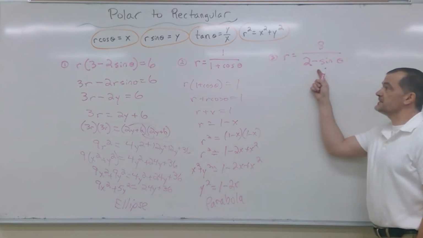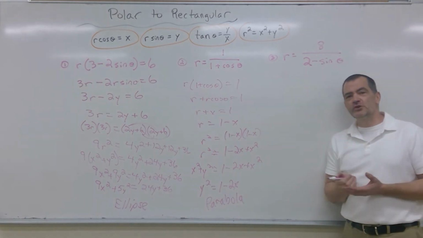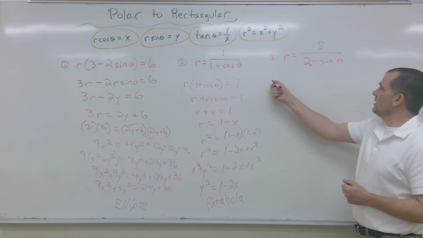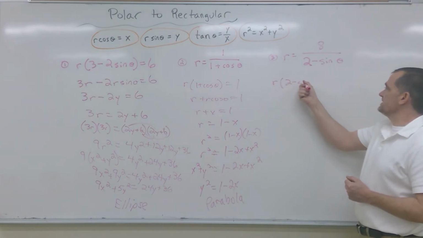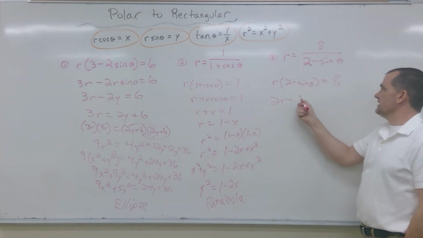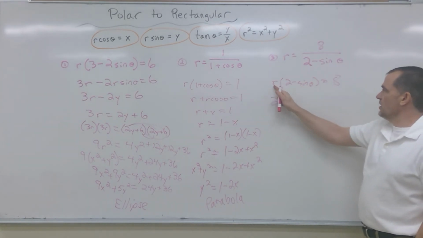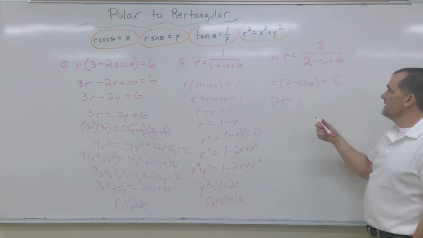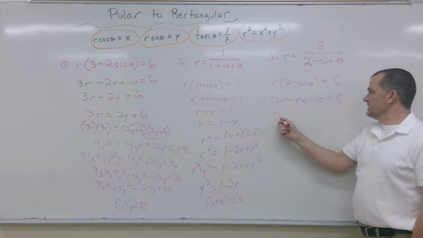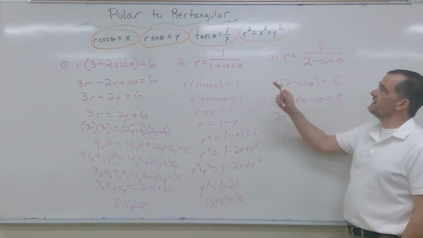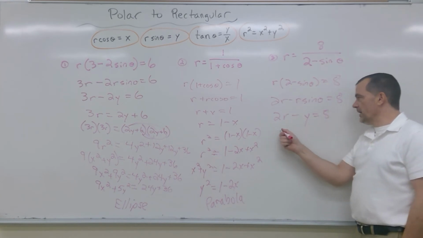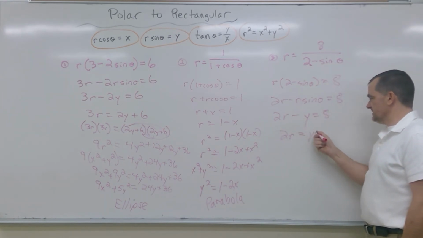Now, last but not least, let's do the same thing again. So once you work a couple of these problems, they should become very simple. So this is, once again, r times 2 minus the sine of theta equals 8. Let me distribute. This is 2r minus, this is r times 2. R times sine of theta is r sine of theta equals 8. So this is 2r minus r times the sine of theta is simply y.